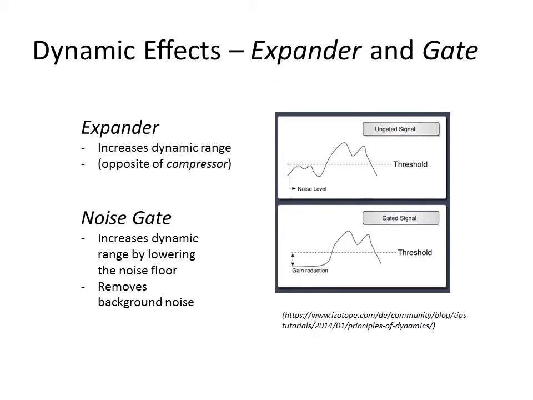For the expander and the gate, an expander is the opposite of a compressor. Compressor limited the dynamic range, or squished it together, and an expander is going to increase that range. One use of this is to create a noise gate, which increases the dynamic range by lowering the noise floor, and then you can use this to remove background noise.